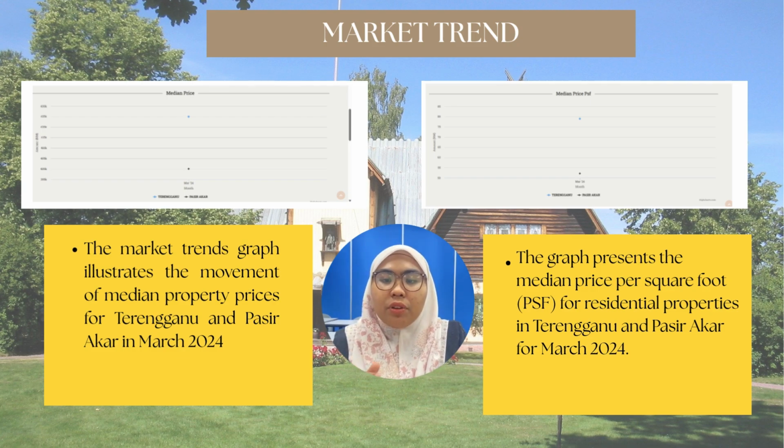Based on the graph, Terengganu records a significantly higher median per square feet at approximately 78 ringgit to 80 ringgit per square feet, compared to Pasir Aka, which shows a lower median per square feet of around 52 ringgit per square feet. This clear difference indicates contrasting market trends between the two locations.